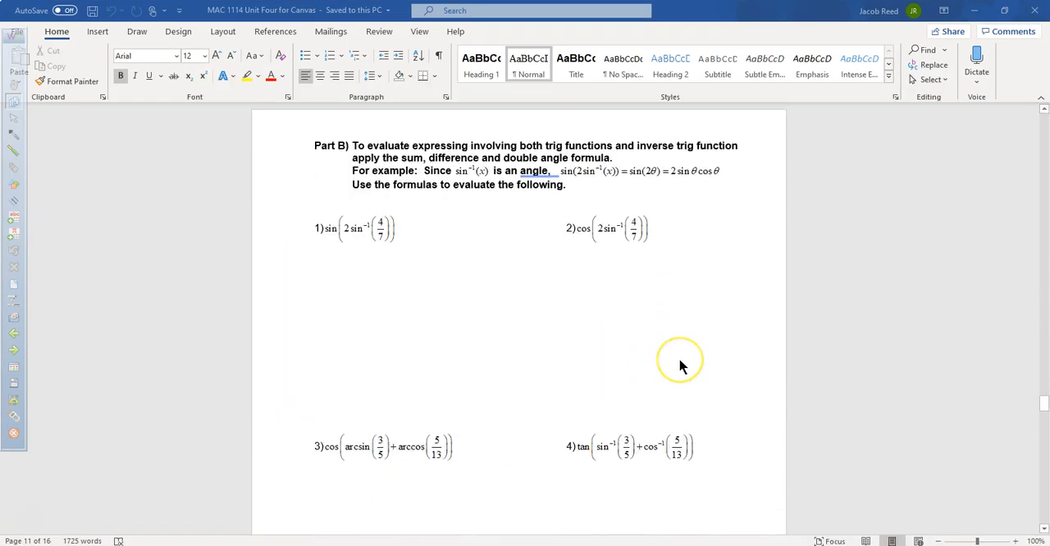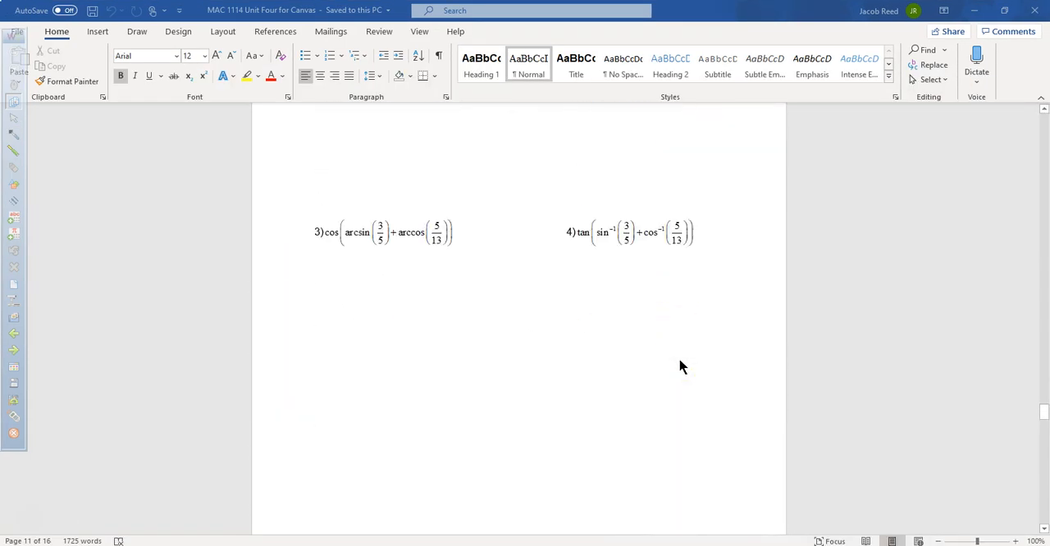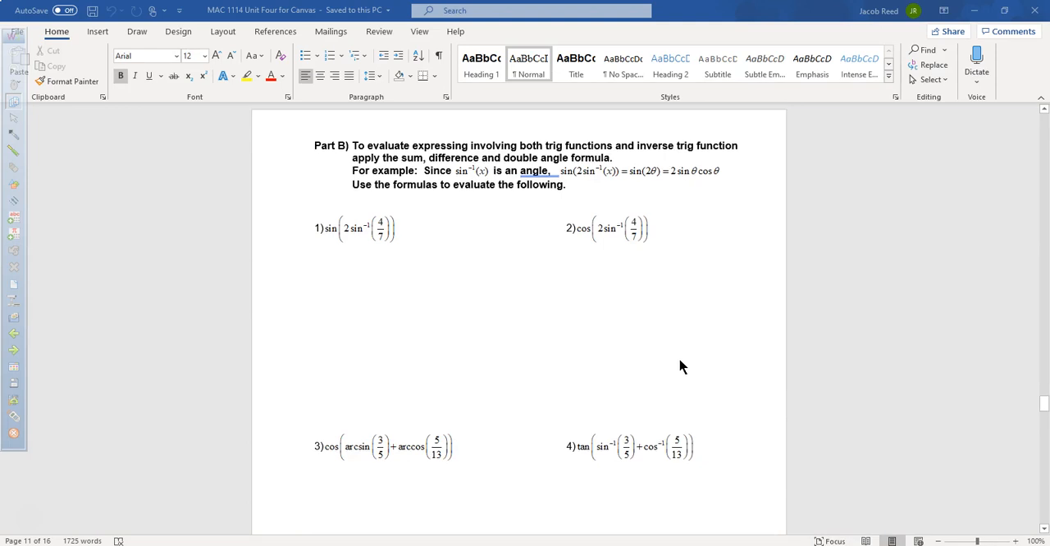All right. Now to the actual important part. We only have 4 questions left: evaluate the expressions involving both trig functions and trig inverses, and apply sum and difference or double angle formulas.